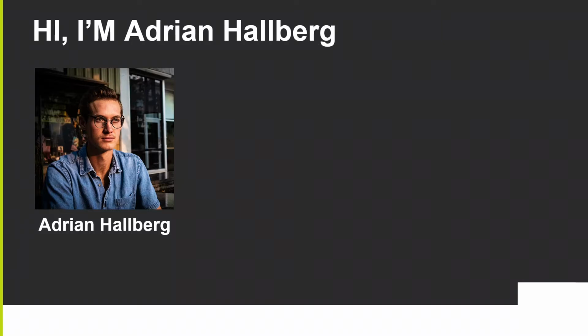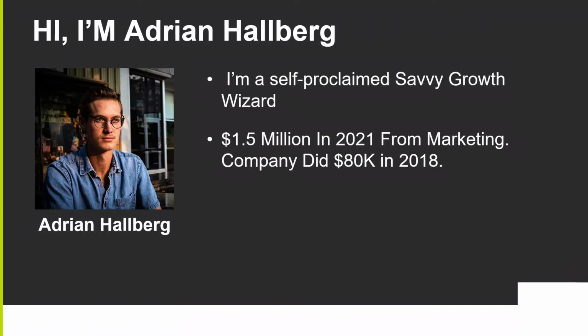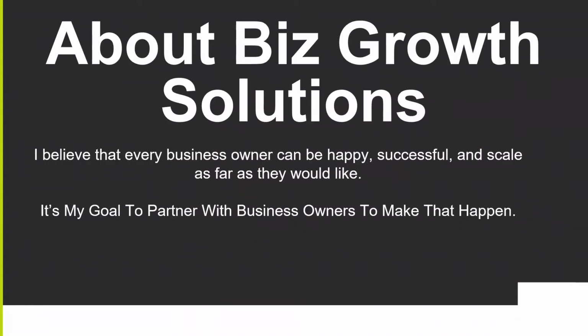So my name is Adrian Hallberg. I'm the founder of Biz Growth Solutions. I call myself a savvy growth wizard. And an example of that is that I helped one business bring in $1.5 million from marketing to their sales team, and the company never did more than $80,000 from marketing back in 2018. So I helped them grow from $80,000 a year to $1.5 million from marketing sources. And in 2021, I helped them accomplish this with a 9-to-1 ROI. So for every $1 of theirs I spent, I would help them make $9 from marketing. And I was able to do that with funnels.